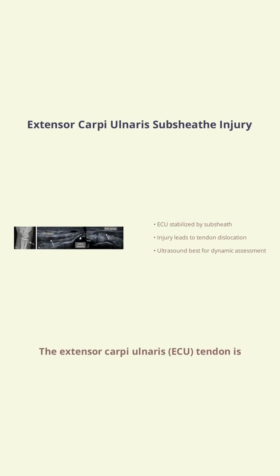The extensor carpi ulnaris, ECU, tendon is stabilized by a subsheath at the wrist. Injury or rupture of this subsheath can lead to dislocation or subluxation of the ECU tendon, especially during wrist rotation. This is often seen in athletes playing tennis or golf. Ultrasound is the preferred imaging method, as it can dynamically assess tendon stability. MRI may show associated edema or hemorrhage, but dynamic instability is best seen with ultrasound.